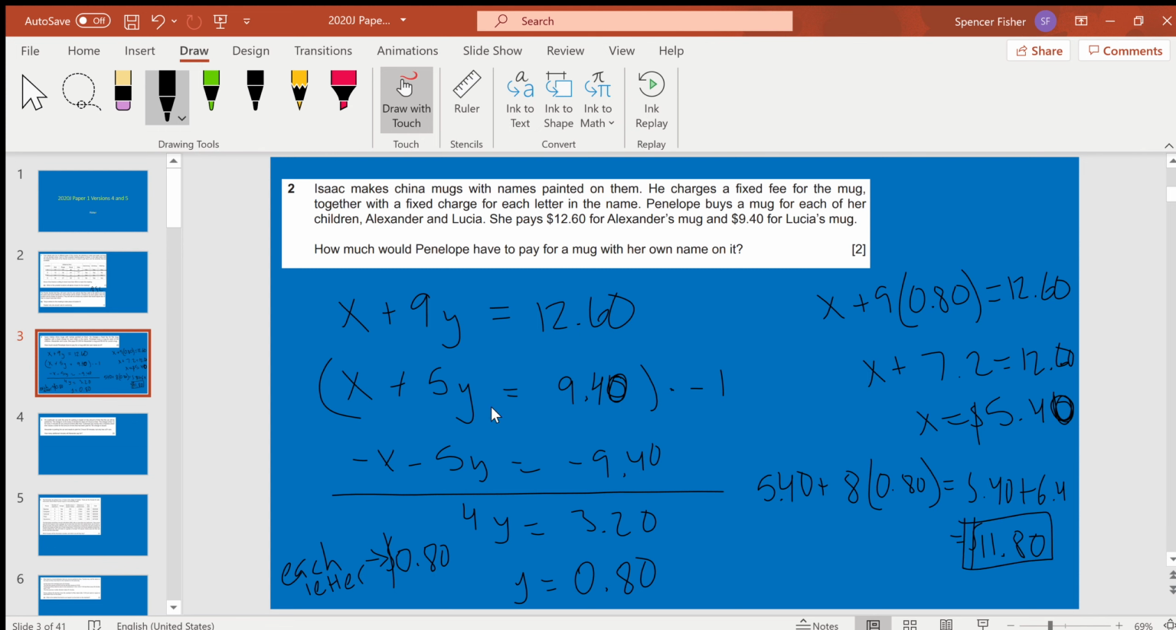Now, if you worked back this way and you saw, okay, this is 80 cents, and then you thought, well, Alex was 9 letters and it cost $12.60. Each letter is 80 cents. So the only difference between Alexander and Penelope is that 1 letter. Since each letter is 80 cents, you could have just subtracted the 80 cents from what she paid for Alex. So $12.60 minus 80 cents is also going to give you $11.80. So you could have approached that from a number of different angles.